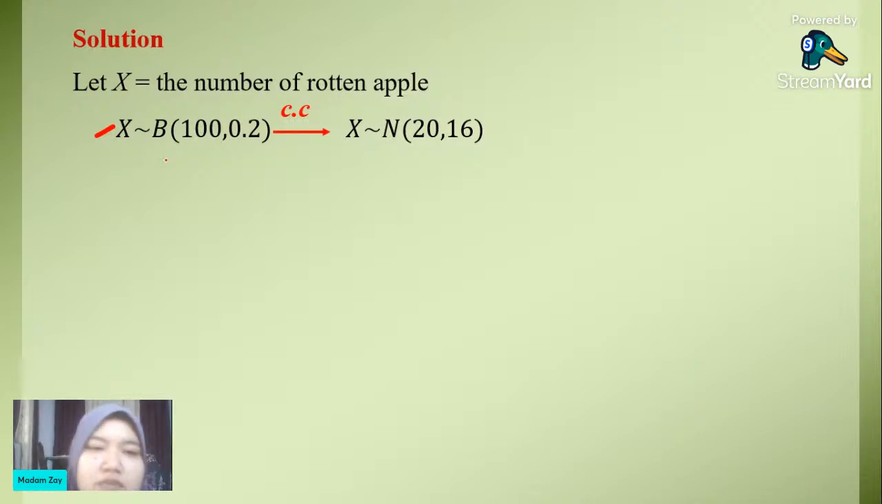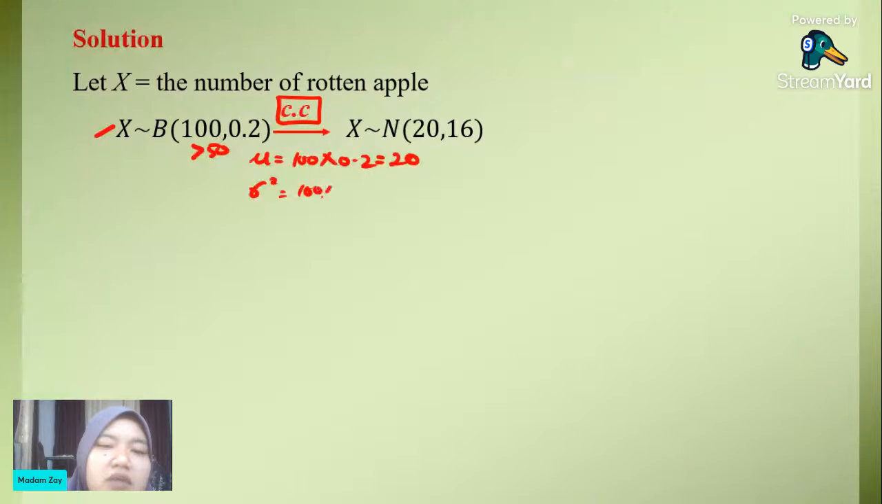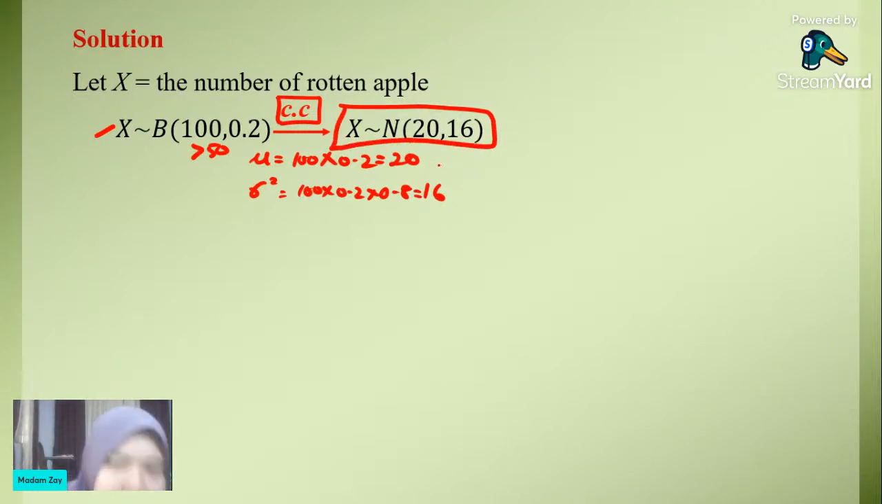Okay, because we have X more than 50 and NP is equal to 20, which is more than 5, then we have to do the approximation to normal. So for approximation to normal, we need to find what is the mean and sigma square lah. So mean, mu is equal to 100 multiplied by 0.2, which is equal to 20. Sigma square is equal to 100 multiplied by 0.2 multiplied by 0.8, which is equal to 16. That's why X is a normal with 20 and 16 as the parameters.